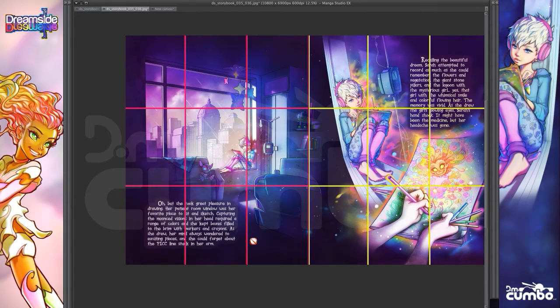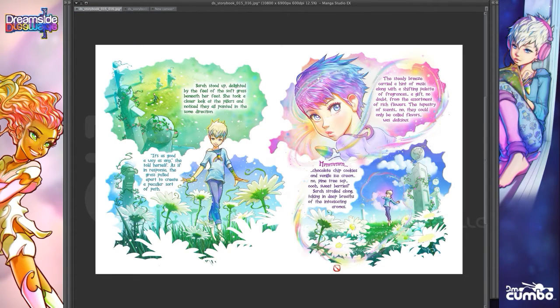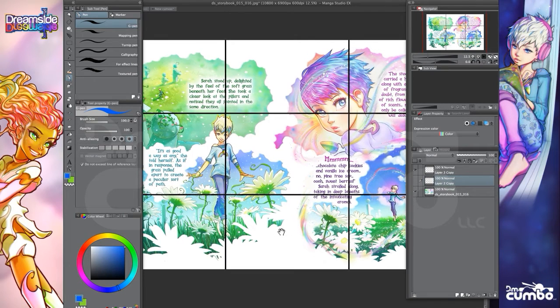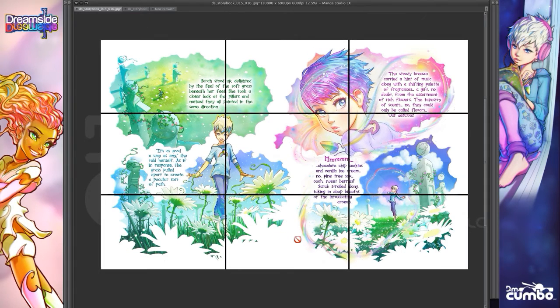Okay, and now I want to show you another composition as well, and you can see how it works within a completely different composition. So once again, I've got the basic thirds breakdown.